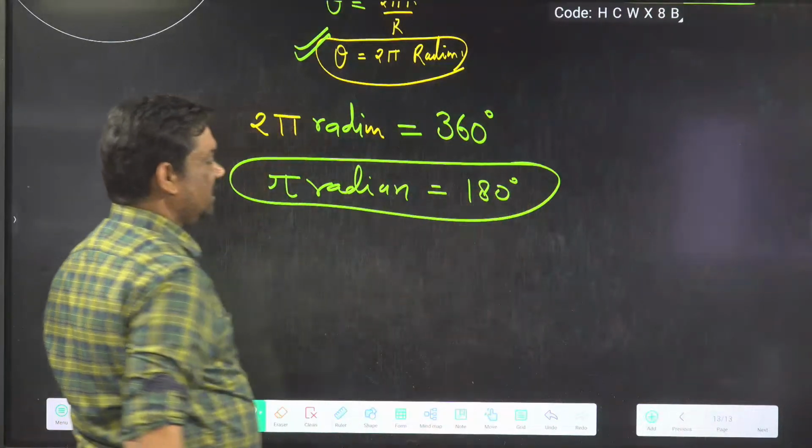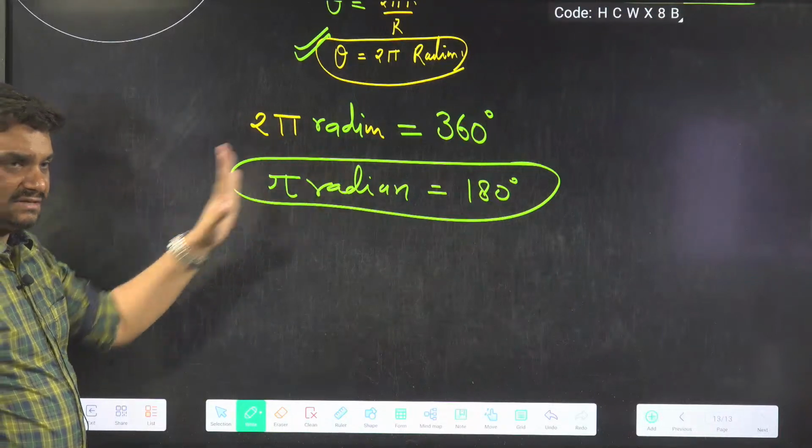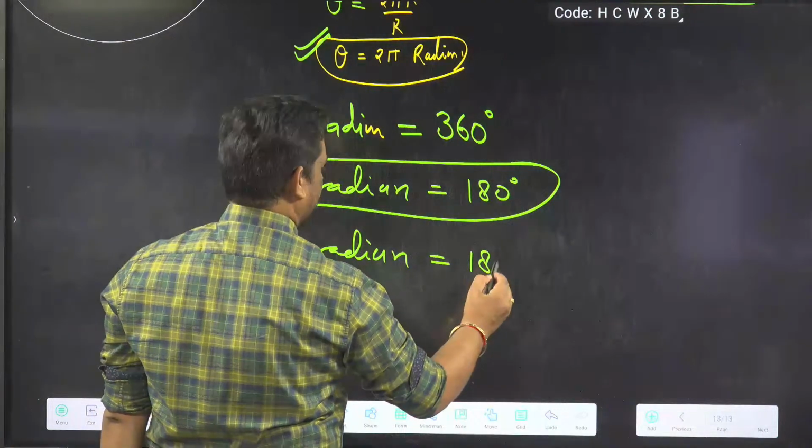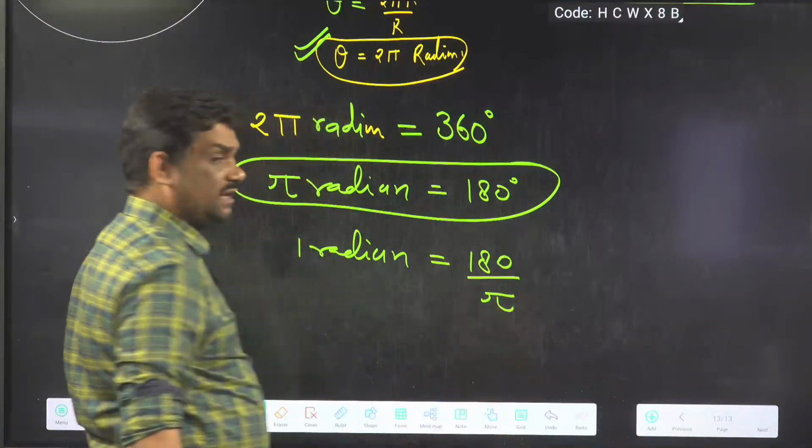Pi radian is 180 degrees. This one you have to remember: pi radian is 180 degrees. So we can say 1 radian will be equal to how much? 180 by pi. 1 radian will be 180 by pi.